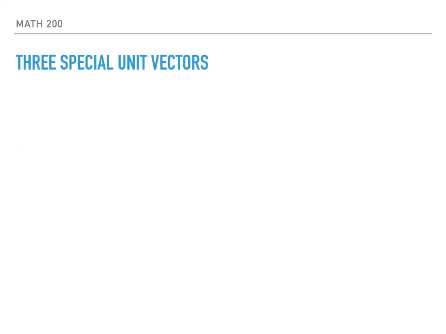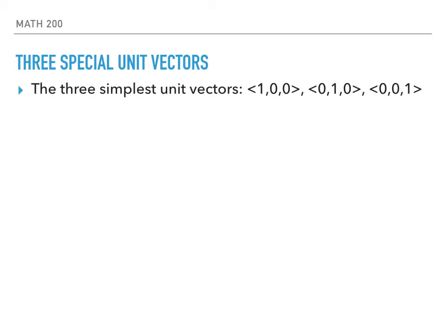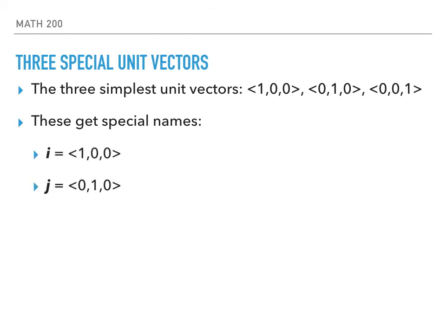There are 3 special unit vectors. These are the ones that point just in the x, just in the y, or just in the z directions. Okay? It should be obvious looking at these that they all have a length of 1 because all of them are telling us to just go 1 unit. Okay? Just go 1 in the x, 1 in the y, or 1 in the z. These get special names. So the x one is called i, the y one is called j, the z one is called k.